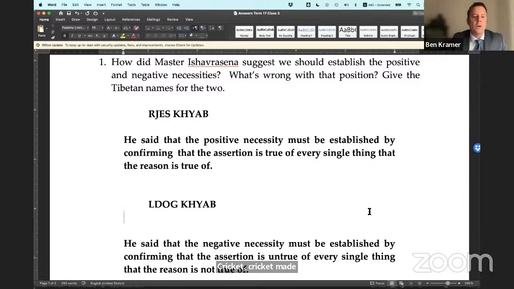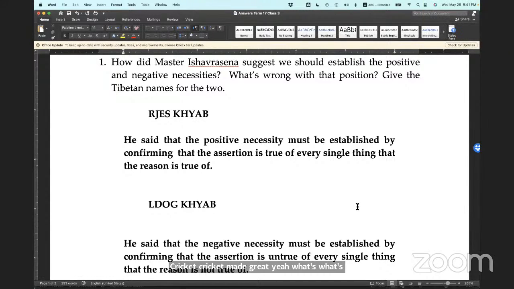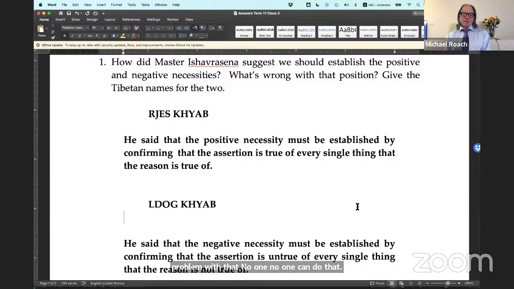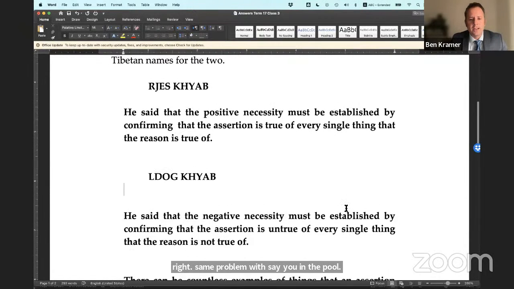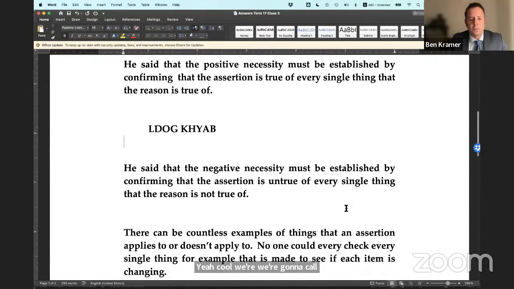What's the problem with that? No one can do that. Why not? You have to be omniscient. Interesting. So somebody could do it, maybe, just like somebody could check all of them. You'd have to do them all at the same time. Same problem with Seiji in the pool. We're going to call it forever the Seiji in the pool problem.